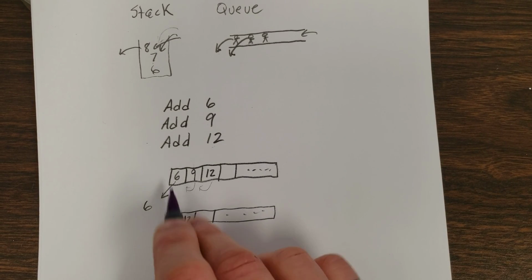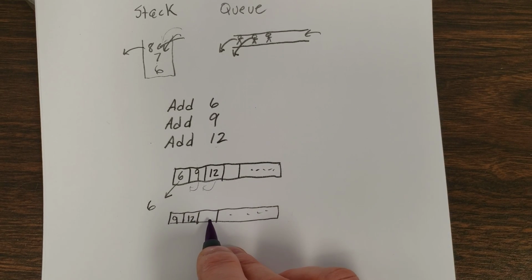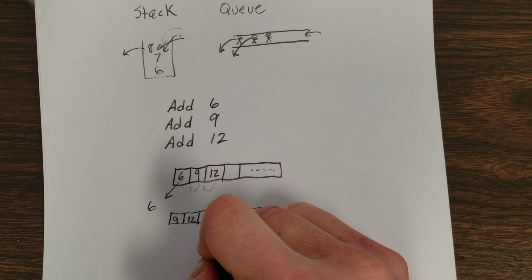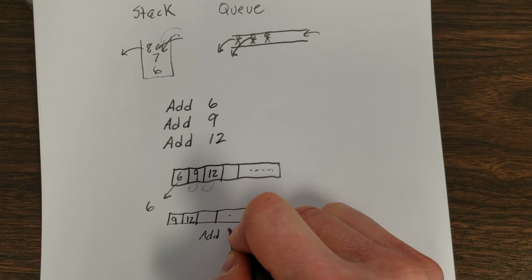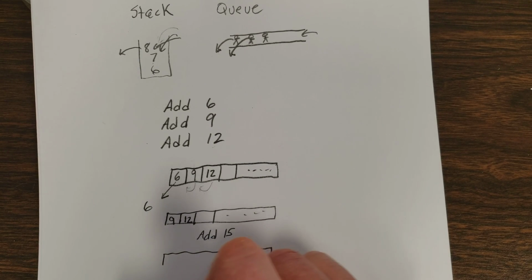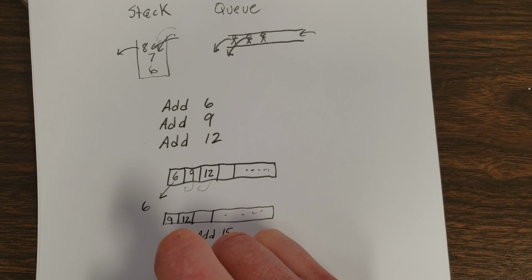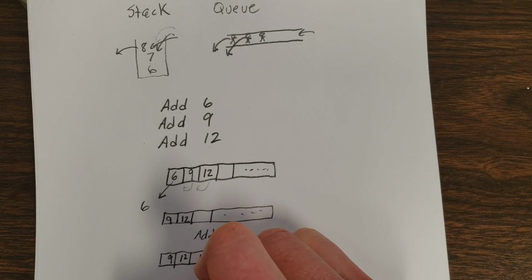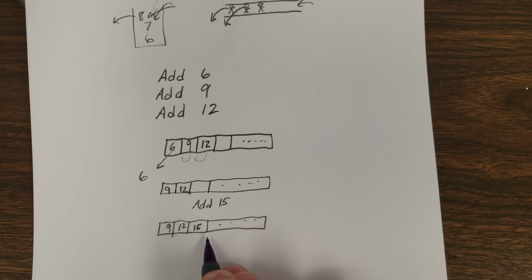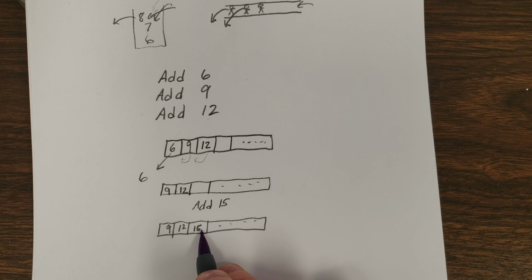So the adding involves just a simple write to the array. For example, if we would add a 15, what would happen is, well, the 9, the 12, all of our existing data doesn't have to change. All we do is we would write the new element when we enqueue, or when we add, we write the new element into the open spot in the array.